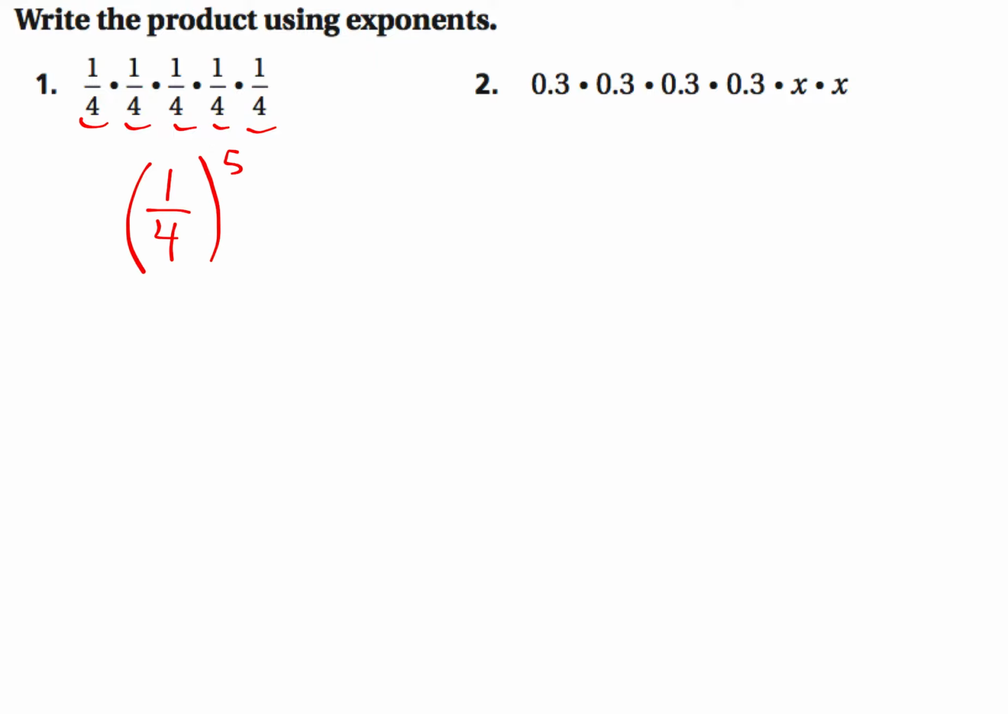Example B, 0.3 is used as a base 4 times. Now I put parentheses on those. Let's think about that for a second. Do I need parentheses? The answer there is no. Parentheses are not needed because they will not change what I end up doing. With or without parentheses, I'm going to do 0.3 multiplied by itself 4 times. Now x happens twice, so that is x squared.